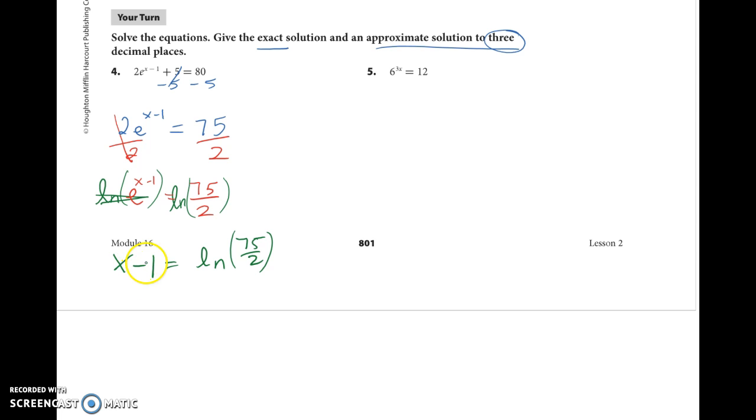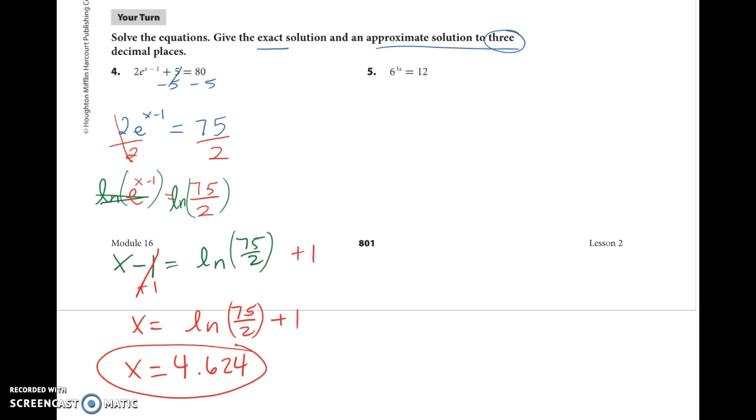And the last thing to solve for this is I'm going to add 1 to both sides. So my exact answer is ln 75 over 2 plus 1. We do need to approximate that solution to 3 decimal places, which gives us 4.624, and the next decimal place is a 3, so we keep it as 4.624. All right, so number 5.